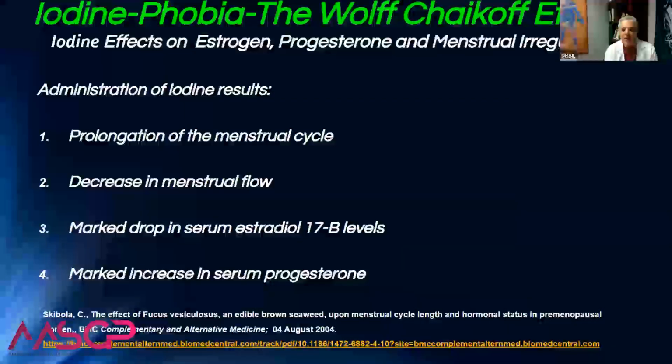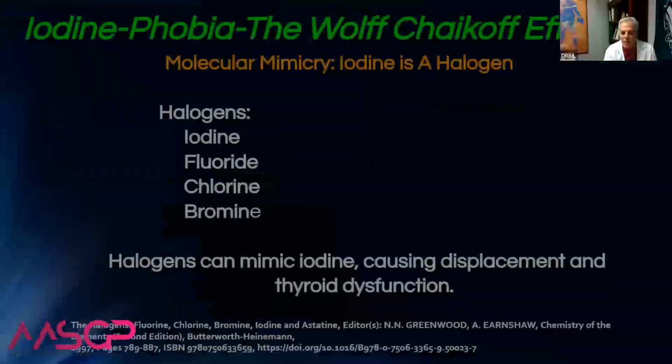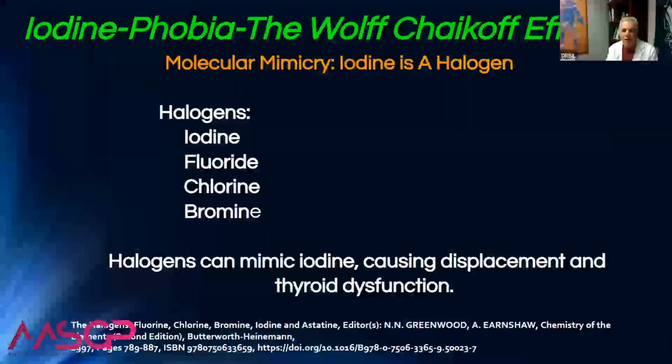So iodine has effects on estrogen, progesterone, and menstrual irregularities. When we took iodine out of the food supply, there was a big bump in breast cancers. There was a big drop in serum estradiol levels and a marked increase in serum progesterone. There was decreased menstrual blood flow, and there was a marked increase in breast cancer and endometrial and ovarian cancers also, about 5 to 10 years after the removal of iodine from the food grade.